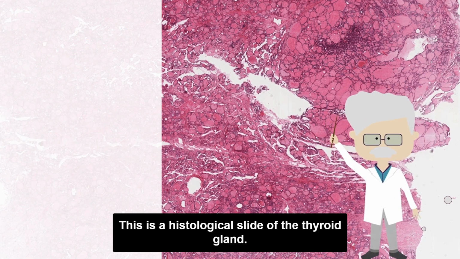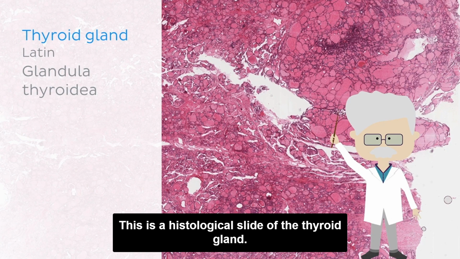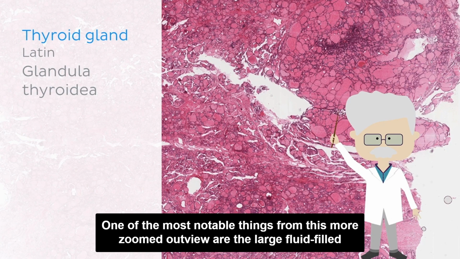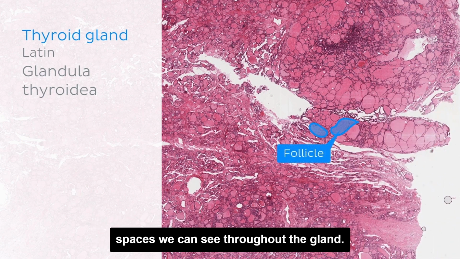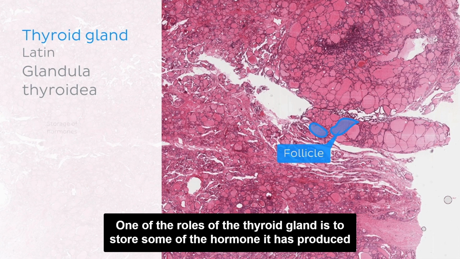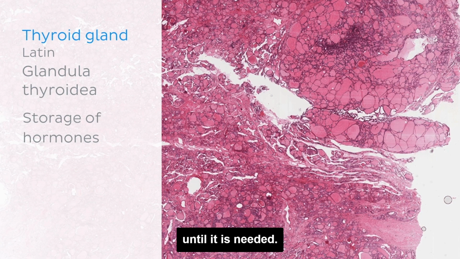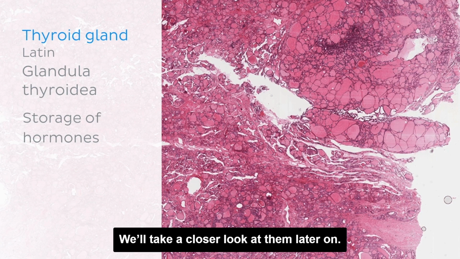This is a histological slide of the thyroid gland. One of the most notable things from this more zoomed-out view are the large fluid-filled spaces we can see throughout the gland. One of the roles of the thyroid gland is to store some of the hormone it has produced until it is needed. These spaces allow for that storage. We'll take a closer look at them later on.